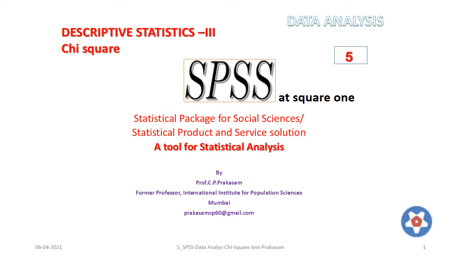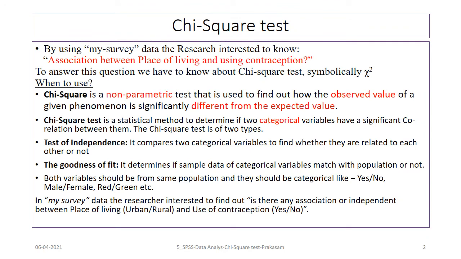I will be talking about chi-square, how to calculate it by using SPSS, under Descriptive Statistics Part 3, Data Analysis. Chi-square test. By using my survey data, the researcher is interested to know, is there an association between place of living and use of contraception? To answer this question, we have to know about the chi-square test.